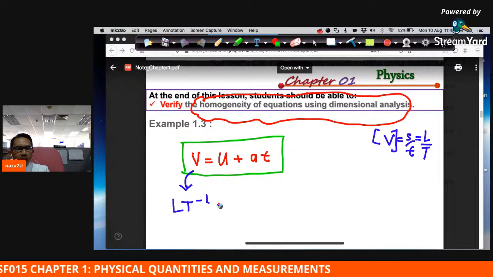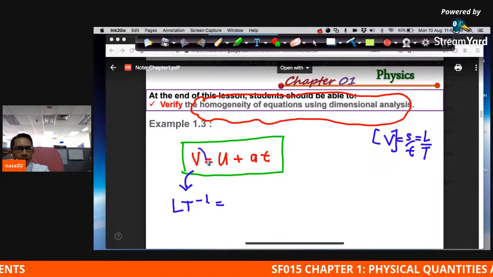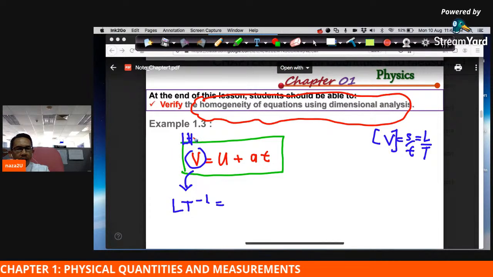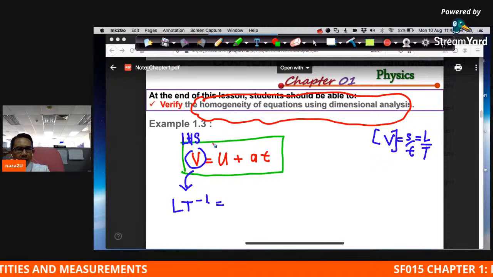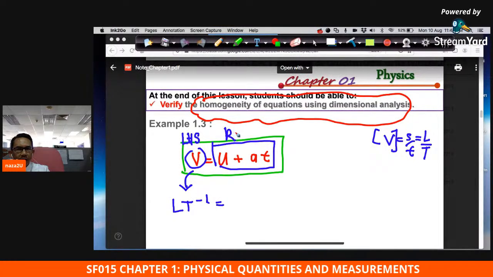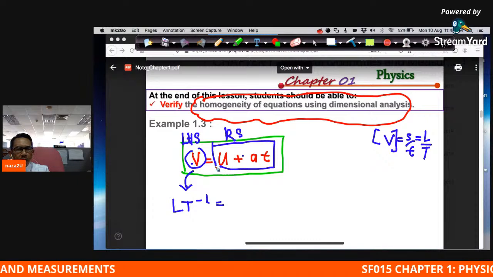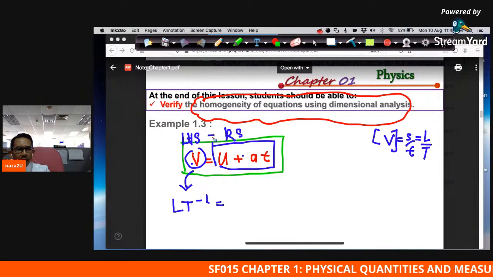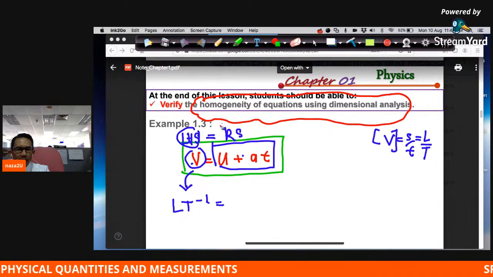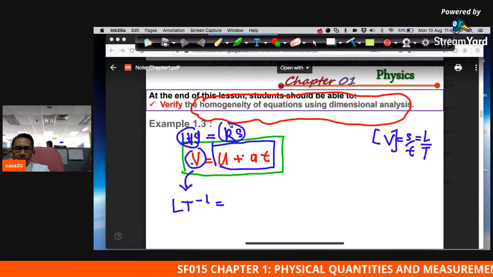So, kita nak buktikan bahawa rumus ini betul. Ini kita panggil sebagai bahagian V ni dipanggil sebagai left side ataupun left hand side bahagian kiri, yang U plus AT is a right side. Right? Di sebelah kanan, di sebelah kiri. Rumus ini betul. Equation correct if dimension ataupun dia punya dimensi untuk di sebelah kiri sama dengan di sebelah kanan. Okay? So kita perlu buktikan.